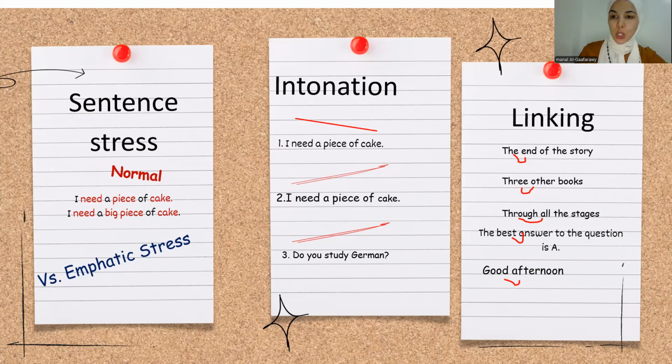However, if I change the tone of the same sentence, the same words, I'll convey a totally different meaning, and I'll give the sentence a totally different function. So for example, I need a piece of cake? So this is a yes or no question. And if I say the sentence that way, I may expect a yes or no answer. Okay, so I changed my own statement into a rhetorical question. In yes or no questions, again, we use a rising tone rather than a falling tone. So, do you study German?